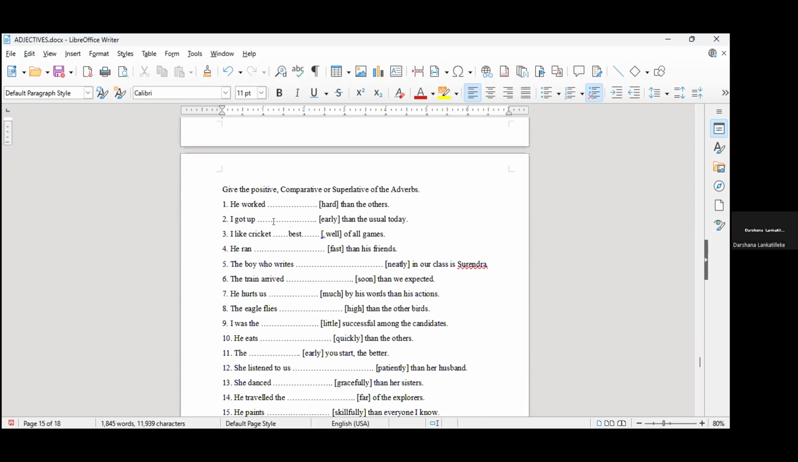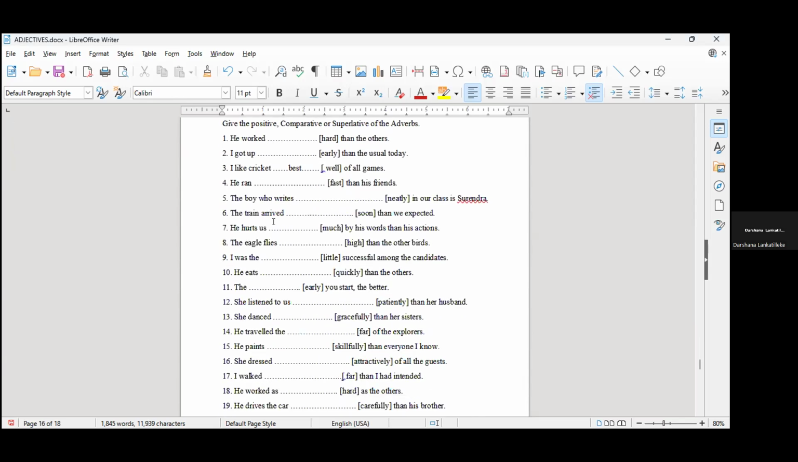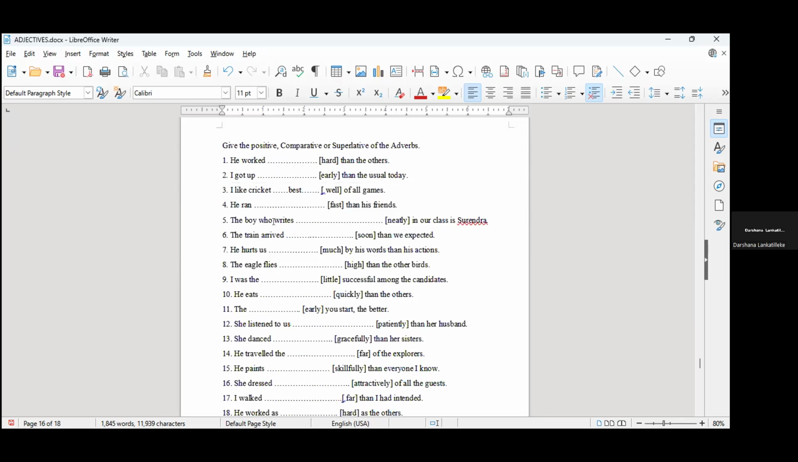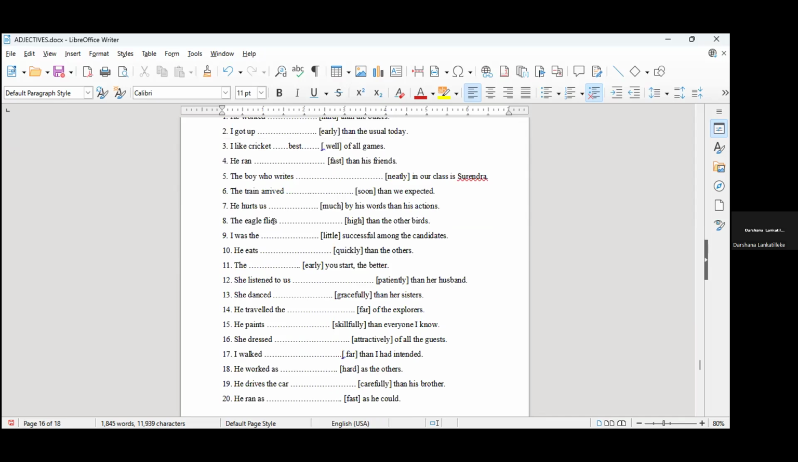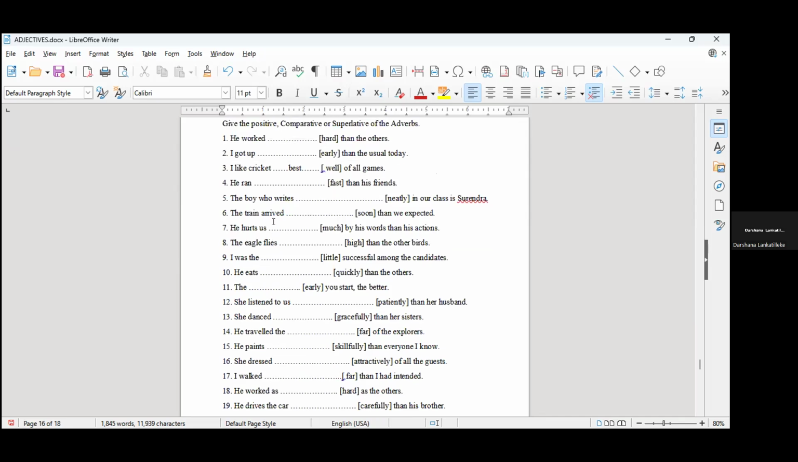Okay. Now look at this one. 20 are there. Now here what you have to do is this. Give the positive, comparative or superlative of the adverb. So remember, now look at the first one. He worked hard than the others. Right? Hard is the adverb given here. You know how to use it now. Than means you have to use the comparative form.